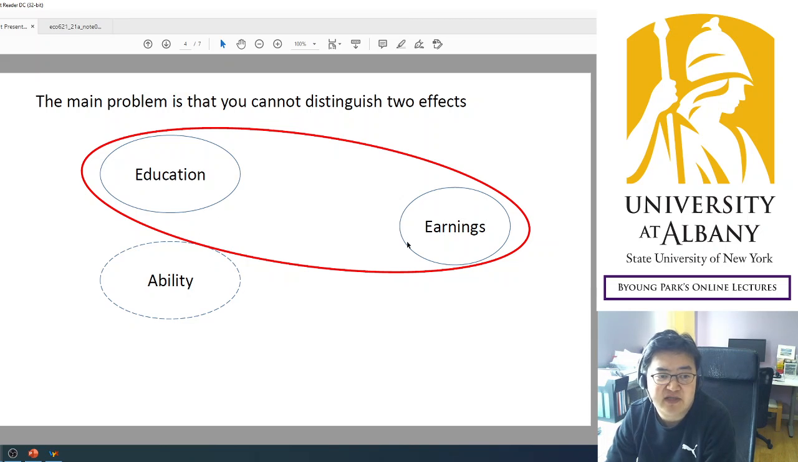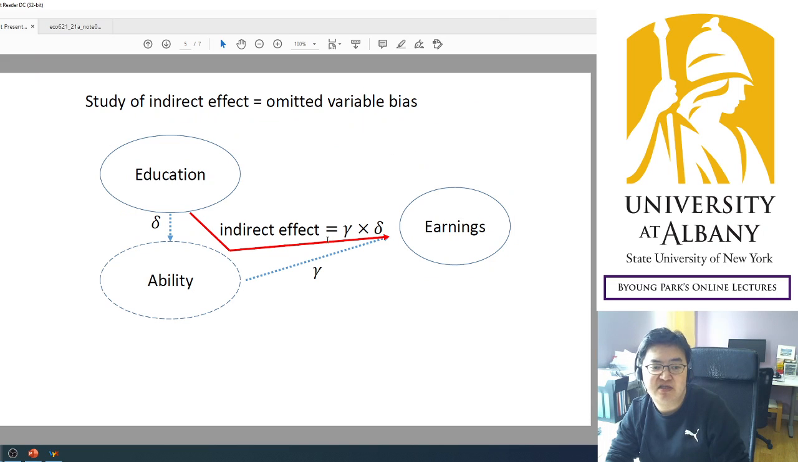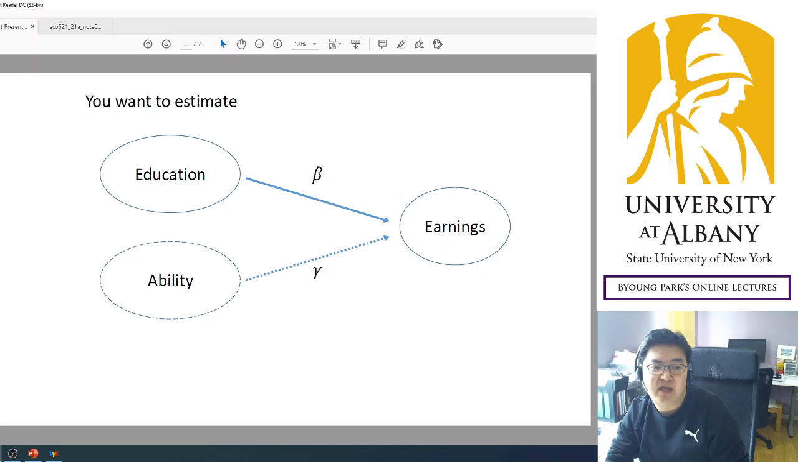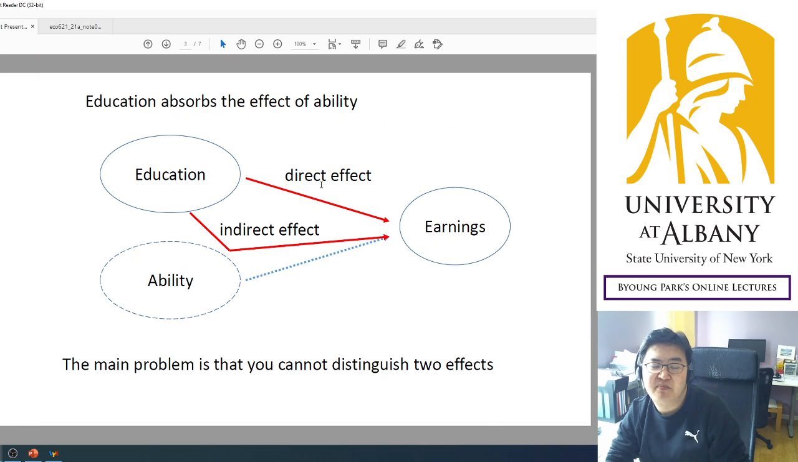Beta plus gamma times delta is the observed correlation between education and earnings, the observed relationship. It looks like 1 unit increase in education increases earnings by beta plus gamma delta, right? These two, gamma delta and beta, are combined and cannot be distinguished.